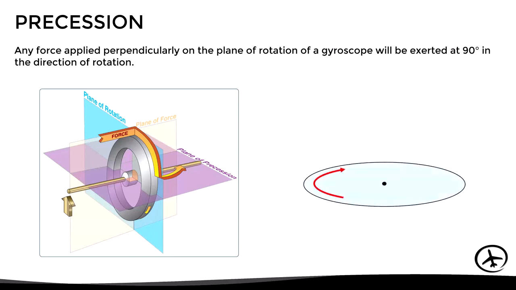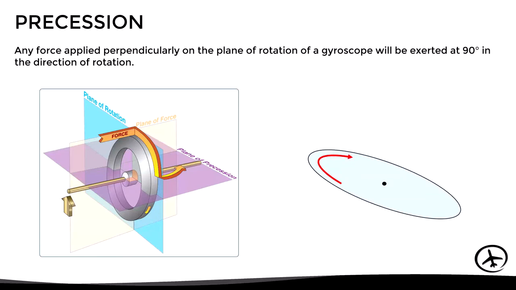On the right side we have a rotating disc, which will represent the gyro. Now, let's suppose we apply a force at this point. According to the precession effect, this force will actually be exerted at 90 degrees in the direction of rotation, at this other point, which will cause the disc to tilt in this way.